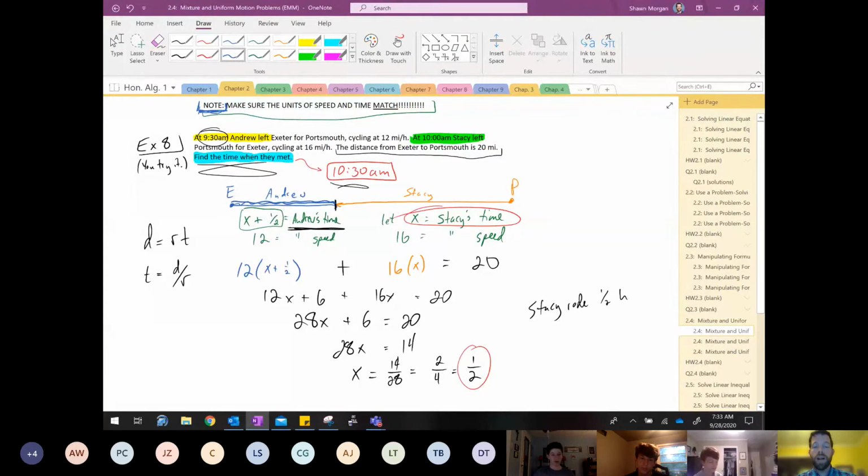distance. And he rode for an hour at 12 miles an hour, so he covered 12 miles. And Stacy wound up covering 8 miles because she wasn't riding as far. She rode for half an hour at 16. So half of 16 is 8, and that makes sense. So Andrew covered, see my picture's off kilter a little bit, more distance than Stacy did.